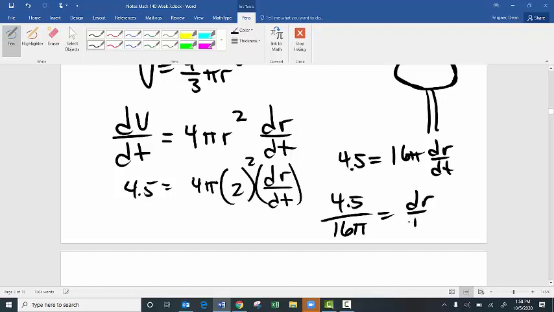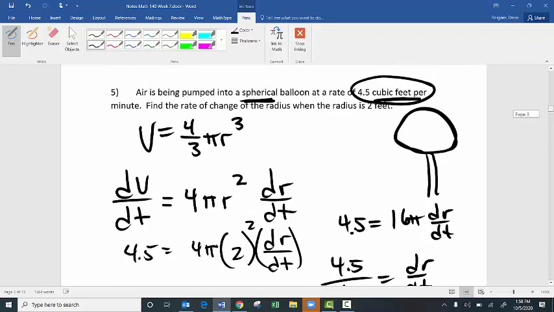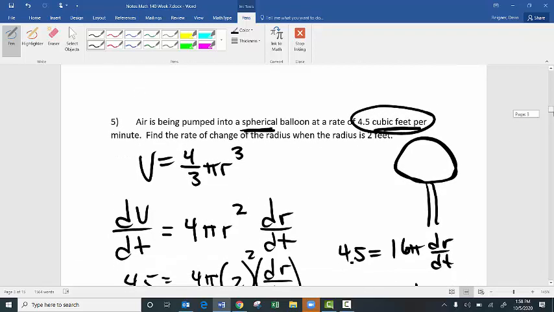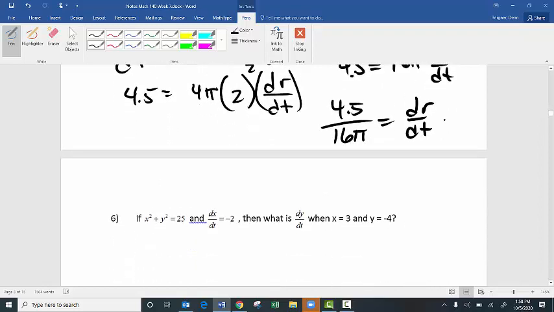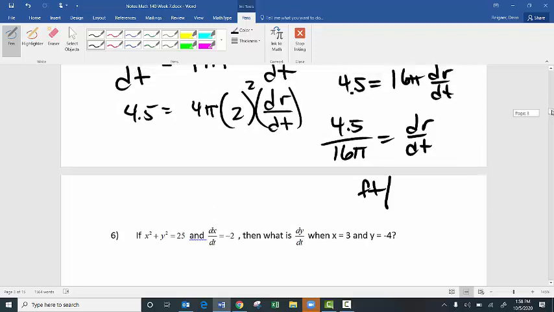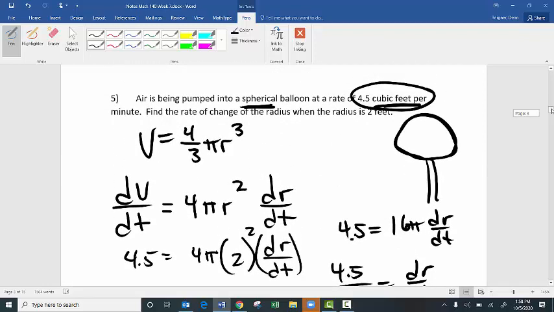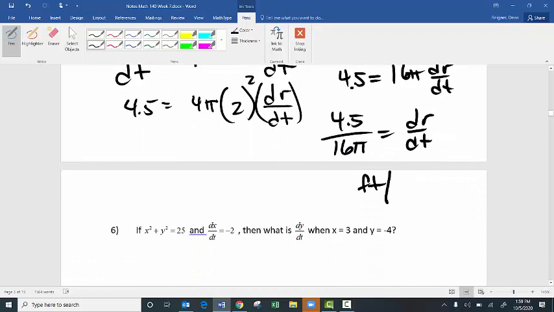That's dr/dt. So the radius is a single measurement, so that's feet, inches, miles, whatever. Let's see what it is. It looks like feet. So the unit is feet per, and then time is usually measured in seconds or minutes. So you go back up and it's measured in minutes, so min. Okay, so that's a volume problem using a sphere, which is very common.